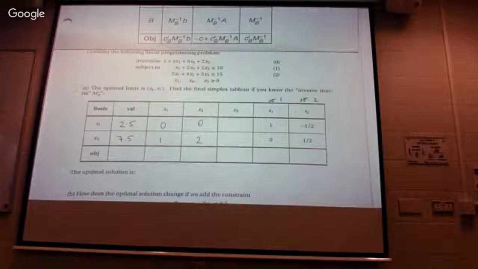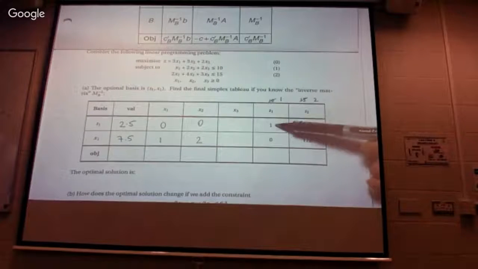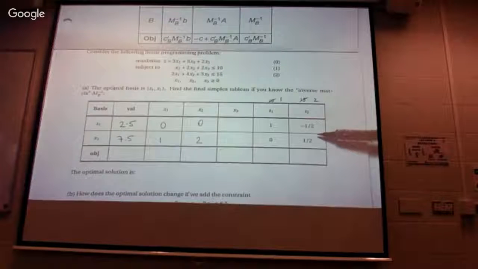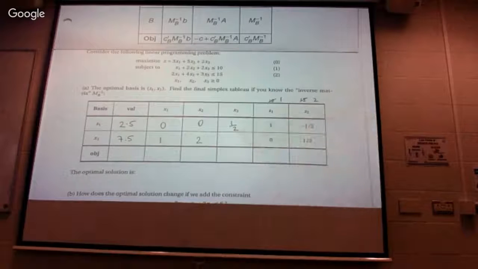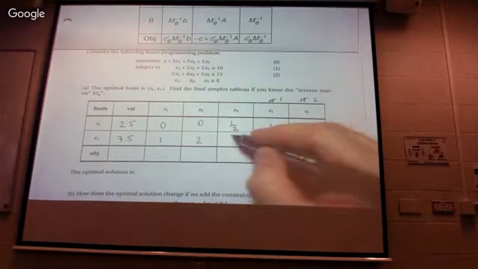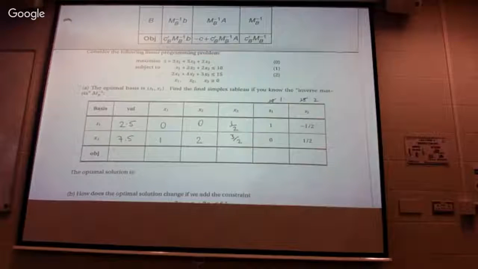x3, what are the coefficients? 2 and 3. So what do you get? 2 times 1 minus 3 halves. That's 1 half. Is that right? I hope so. And 2 and 3, 3 halves. Said the same I got last year. Yes, good.